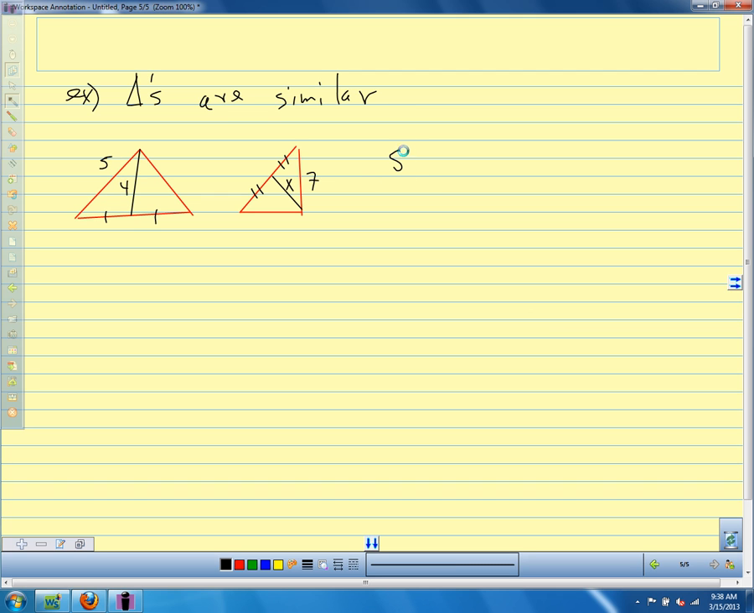5 over 7 equals 4 over x. Comparing this side to this side, this median to that median. Cross multiply, I get 5x equals 28. Divide by 5, and x, when I divide that out, I get 5.6. Again, just another way to set up ratios with our sides. Questions on that?